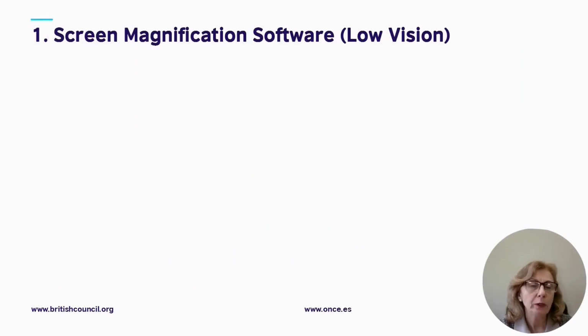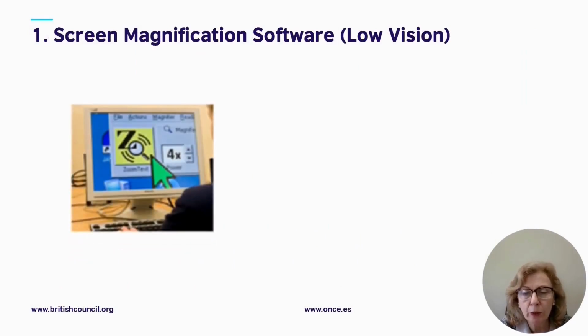In this slide, we will talk about the screen magnification software. It's a software for low vision students, and this is the first image I showed you in the previous slide. It enlarges the image as much as one needs, so people with very low vision can manage the computer. But the problem is that the more you enlarge the image, the less of the screen you see.